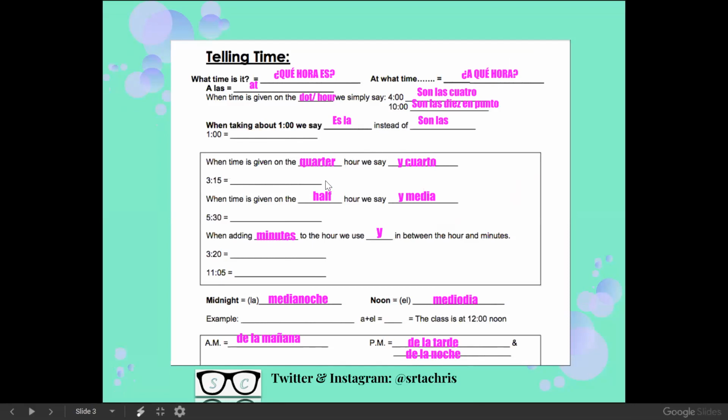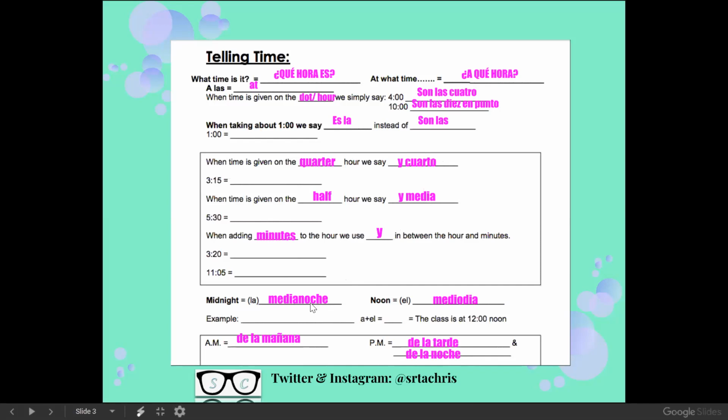When we're talking about a quarter hour, we would say y cuarto, and that means it's simply 15 minutes after the hour. So I could say 3:15, 4:15, 5:15, 6:15, whatever 15, that would be y cuarto. Whenever it's a half hour past, we say y media. And to distinguish the hour from the minutes, we use the word y in between the hour and the minutes.